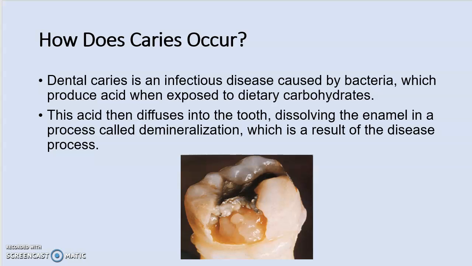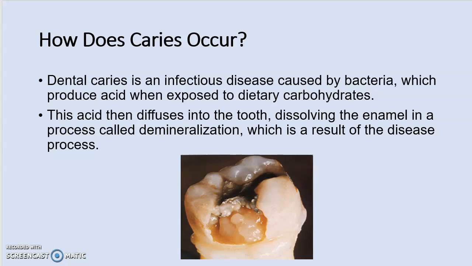Dental caries is an infectious disease caused by bacteria which produce an acid when exposed to dietary carbohydrates. This acid then diffuses into the tooth, dissolving the enamel in a process called demineralization, which is a result of the disease process. In essence, bacteria is naturally present in our mouths. When we eat carbohydrates, the bacteria in our mouths come and feast on the remaining particles of food debris. Then the bacteria produces an acid that attacks the minerals in our enamel. Demineralization is the start of the tooth decay process.